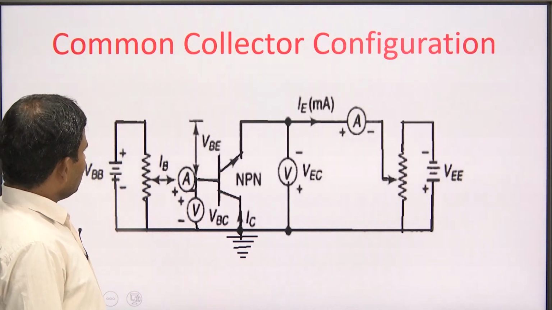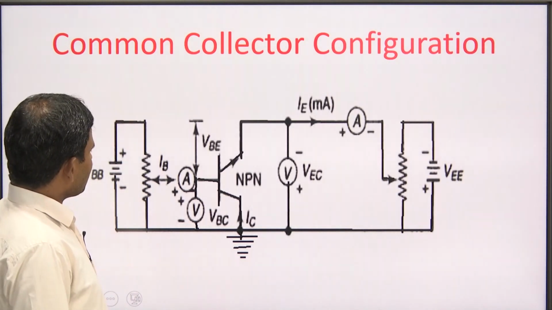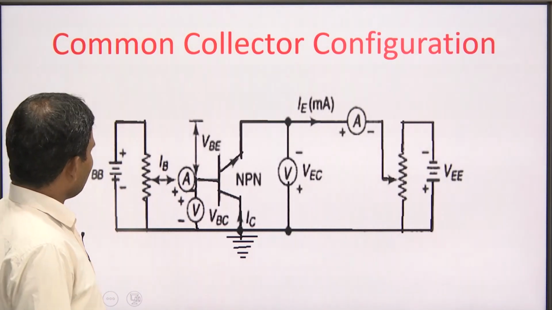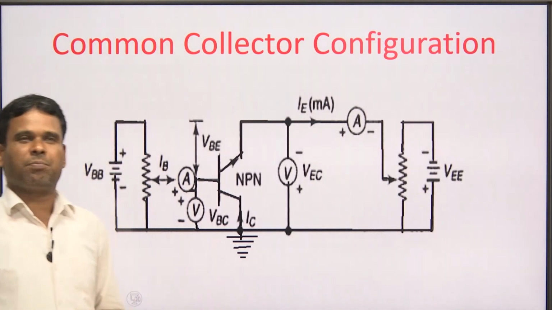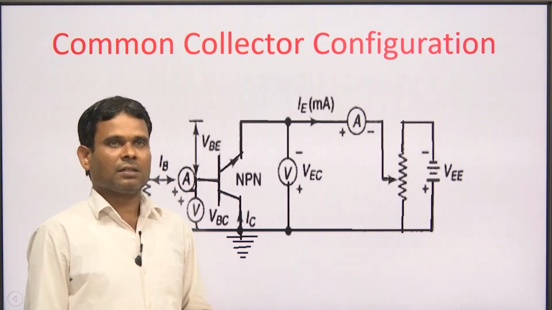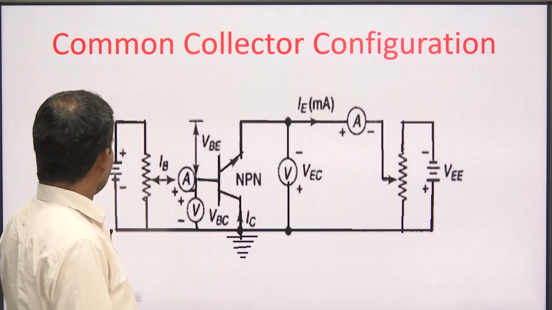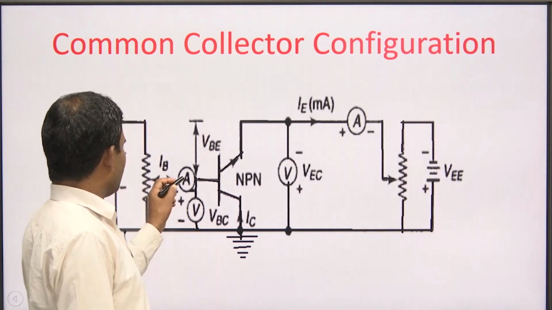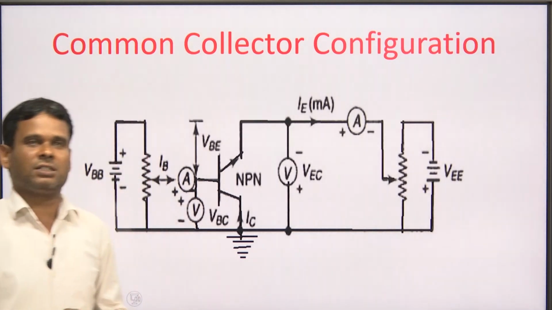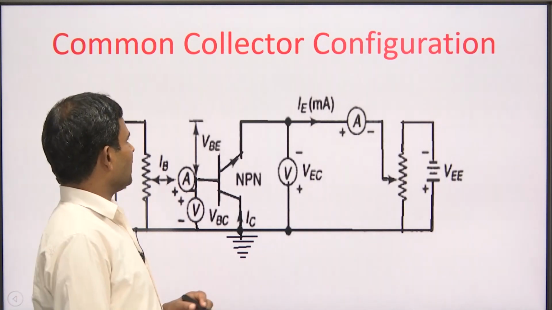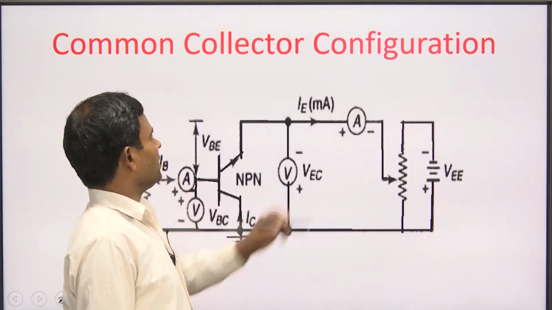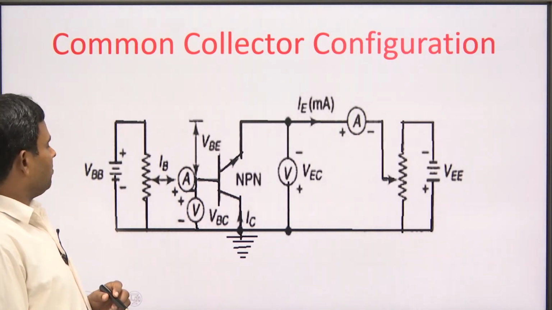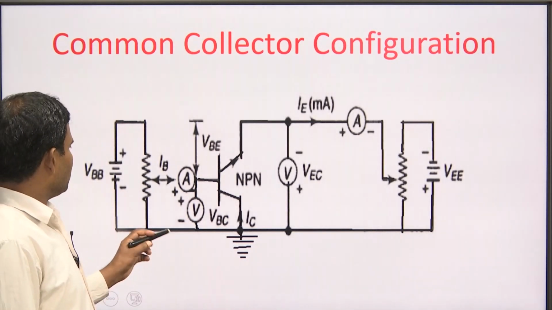This means the output voltage follows the emitter voltage, that is why it is also known as emitter follower configuration. Now, to draw the IV characteristics, we have taken 4 meters, 2 ammeters and 2 voltmeters. This ammeter will measure the base current, so the order of this ammeter is in microampere. On the other hand, this ammeter will measure the emitter current, and its order is in milliampere.